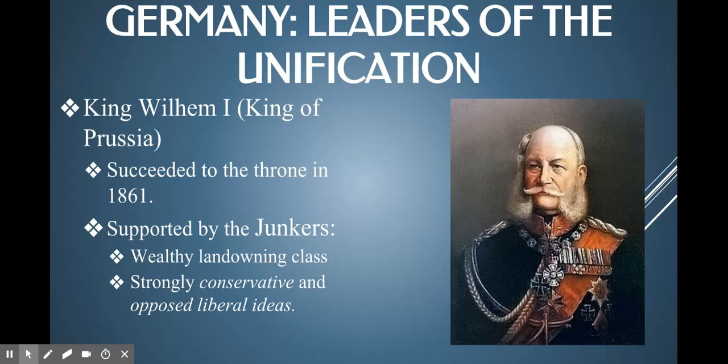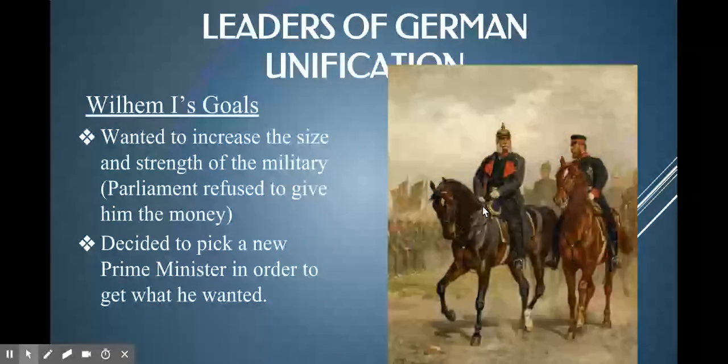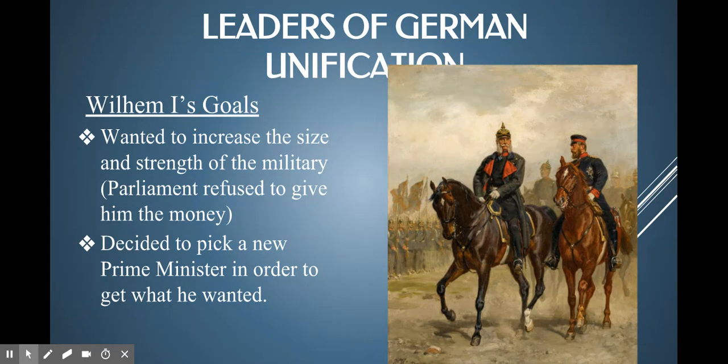He is supported by the Junkers. The Junkers are the wealthy landowning class. They're very conservative. They're going to oppose liberal ideas. Wilhelm wants to increase the size and strength of the military, and he decides to pick a new prime minister in order to get what he wanted.